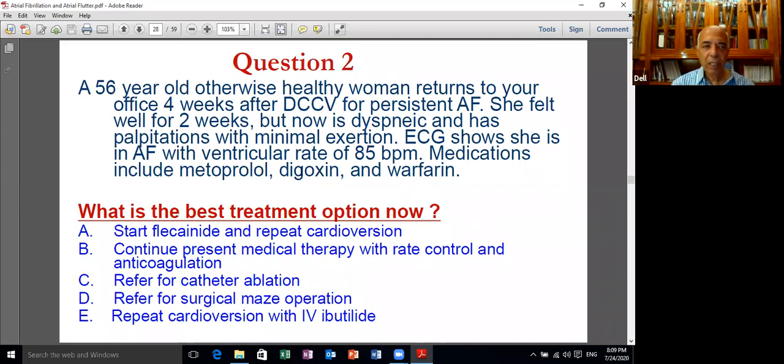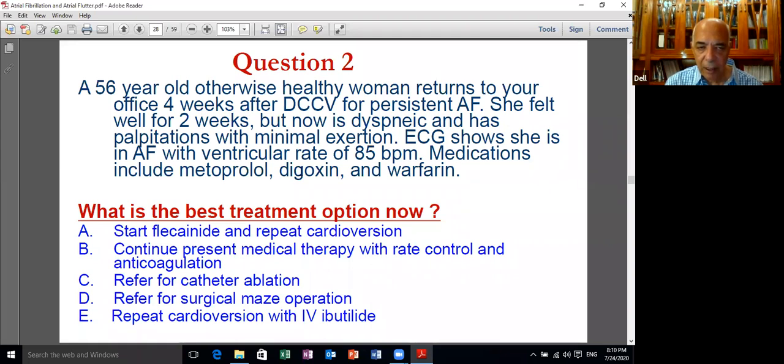So the second question: a 56-year-old otherwise healthy woman returns to your office 4 weeks after direct cardioversion for persistent atrial fibrillation. She felt well for 2 weeks after the cardioversion, but now she's again having an episode of atrial fibrillation, troubling her with dyspnea and palpitation on minimal exertion. The ECG confirms the presence of atrial fibrillation with a controlled ventricular rate, and the medications include metoprolol, digoxin, and warfarin. So the question: what is the best treatment option now?